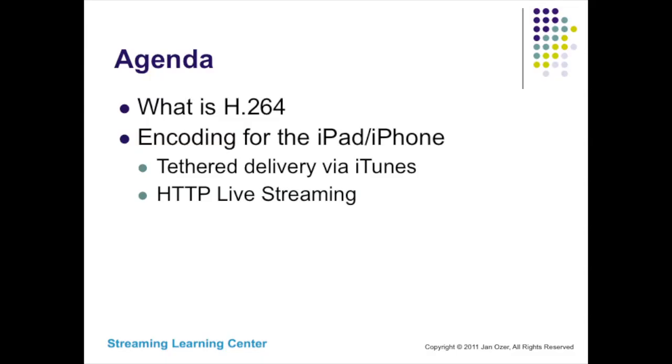Here's the agenda for the next 45 minutes. We'll try and get through it quickly so we'll have time for question and answer at the end. Start with what is H.264. H.264 is important because that's the primary codec you're going to use to send video to iDevices. There are two primary use cases for producing for iDevices. One is tethered delivery via iTunes.